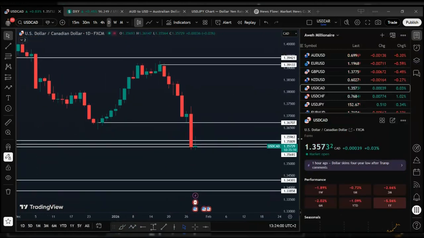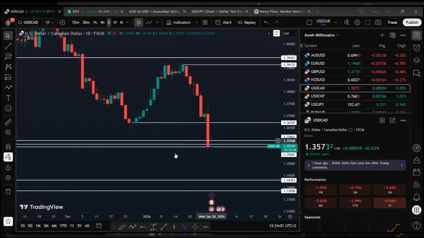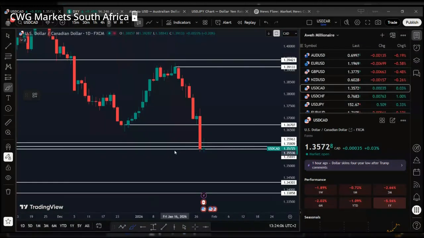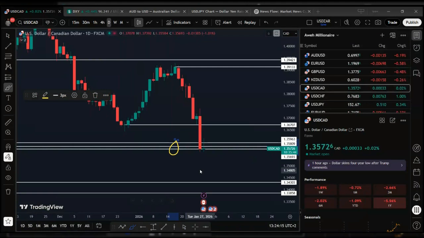So USD CAD currently testing our major support zone over here, which is sitting between 1.3596 and the 1.3569 zone of major support. Now, a bounce off this level sees again a pullback in this downward momentum.